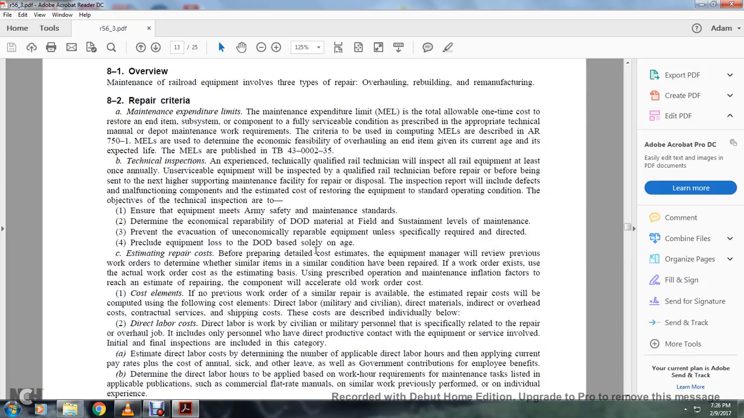Estimating repair costs. Preparing the detailed cost estimates. The equipment manager will review previous work orders to determine whether similar items in similar condition have been repaired and work orders exist. Actual work orders are the basis for estimating, using prescribed operation and maintenance inflation factors for each.